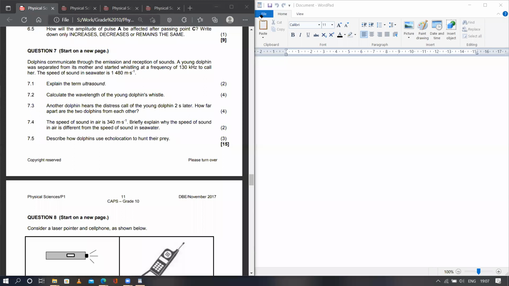So now they ask you to describe how dolphins use echolocation to hunt their prey. What did we say about 7.4? Oh, sorry. So they say the speed of sound in air is 340 meters per second. And they want you to explain why the speed of sound in air is different from the speed of sound in seawater.